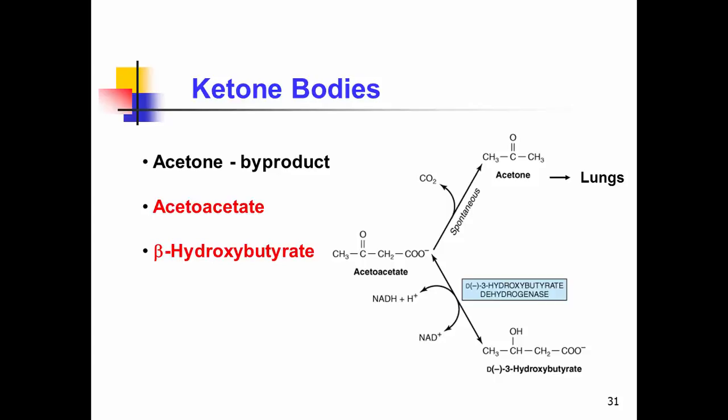Acetoacetate and hydroxybutyrate are the most common ketone bodies in the body, and they are also at relatively high levels in the circulation compared to acetone. And these two ketone bodies can be interconverted by the enzyme called hydroxybutyrate dehydrogenase, right?